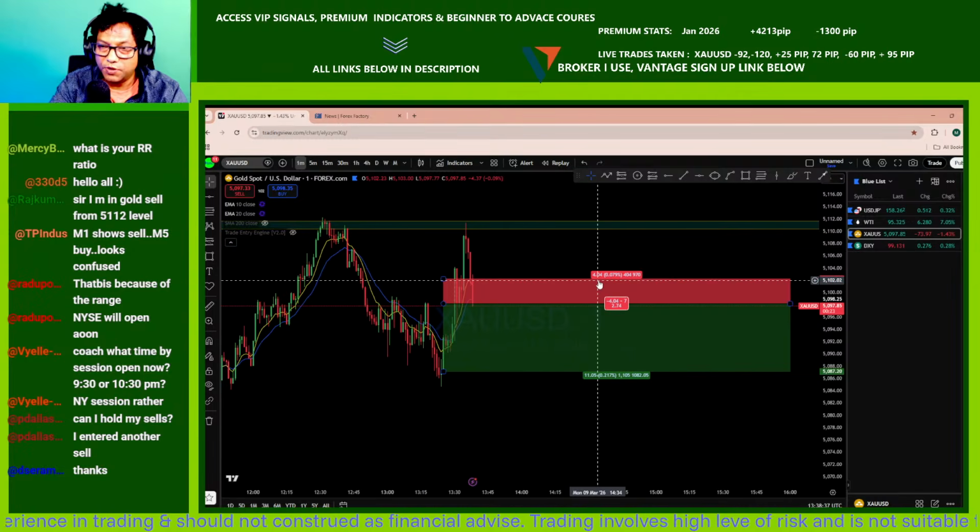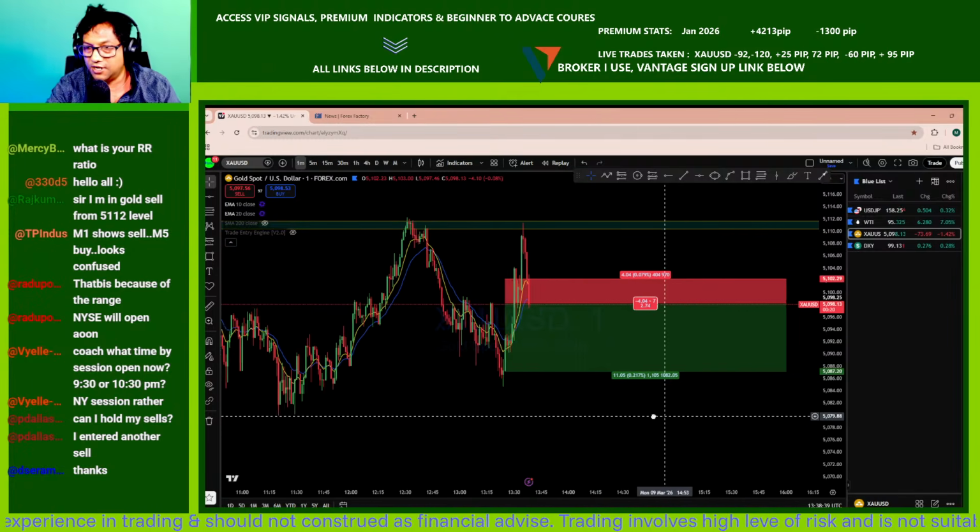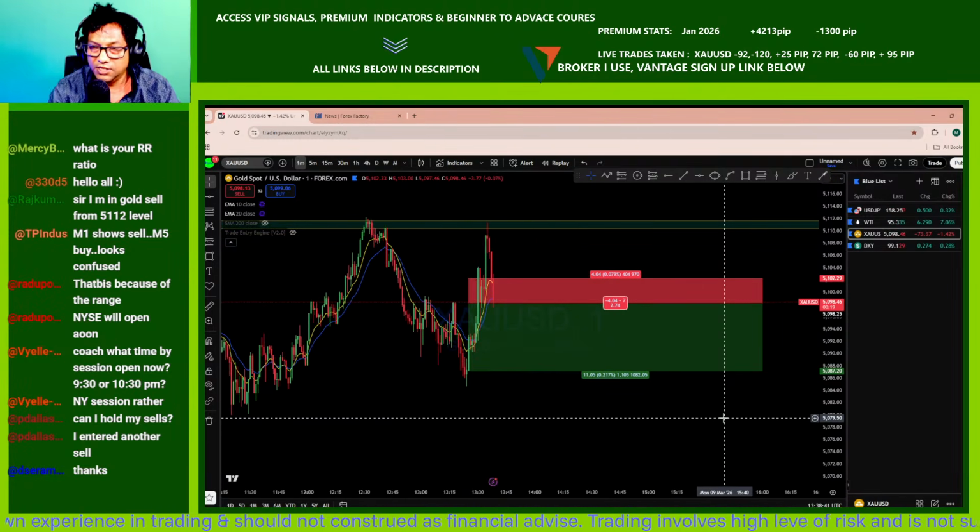Here there is a massive false breakout again. You might see the market come back below here. Let's see what is happening.